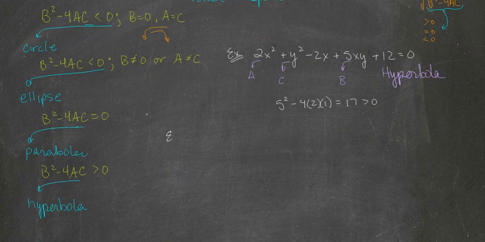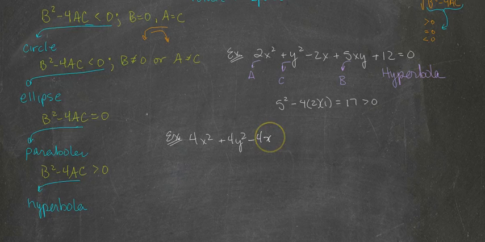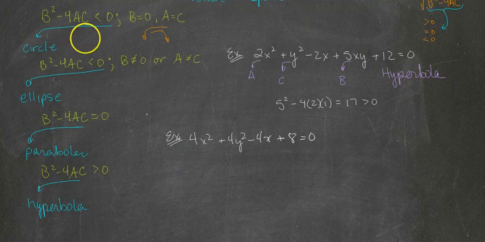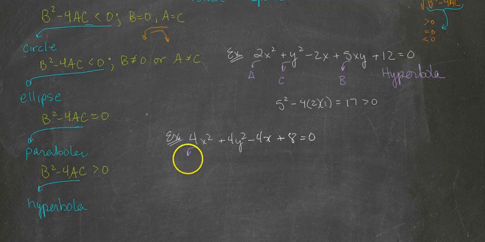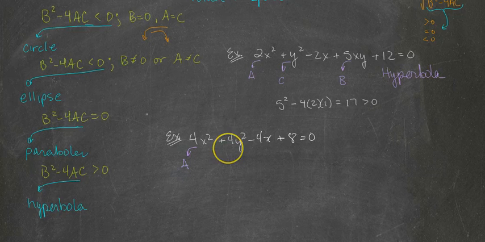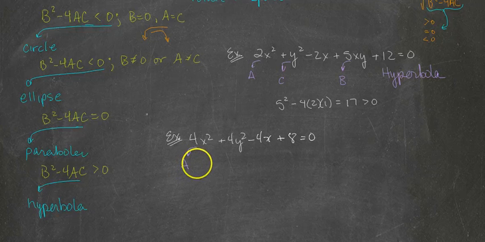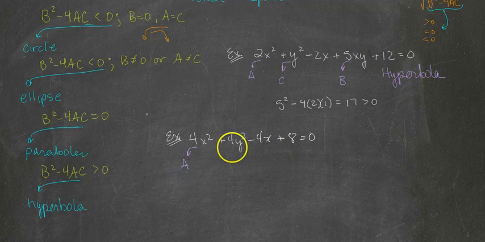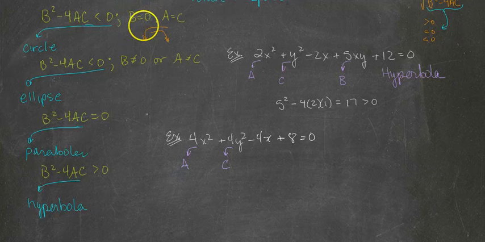So I think one more. Let's say 4x squared plus 4y squared minus 4x plus 8 equals 0. Again, first I have to identify my a, b, and c, and we know that a is associated with the x squared term, and b is associated with the xy term, which in this case equals 0, and then c is associated with the y squared term. Now, we have a little bit of a hint, because if b equals 0, we're probably looking at a circle, but let's go ahead and calculate the discriminant.